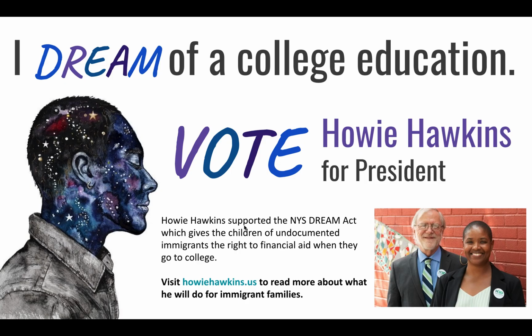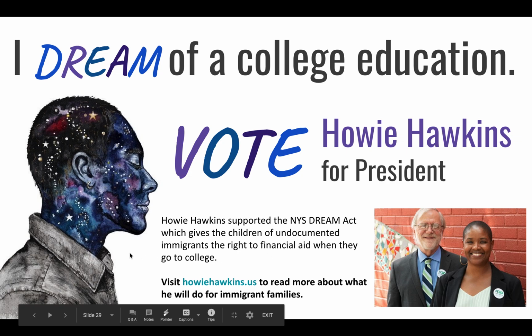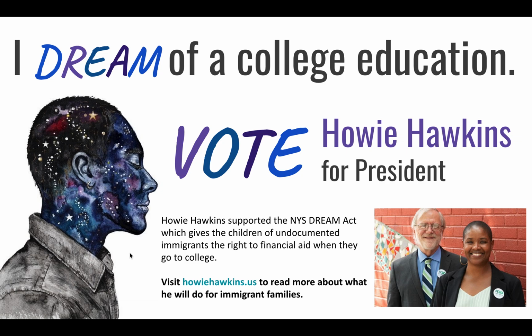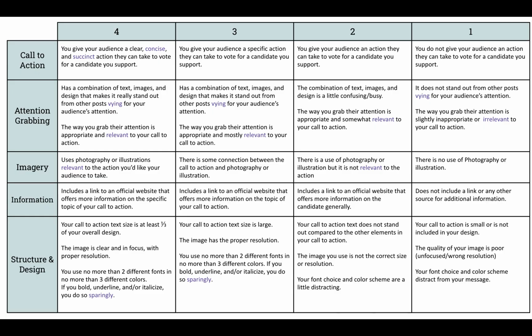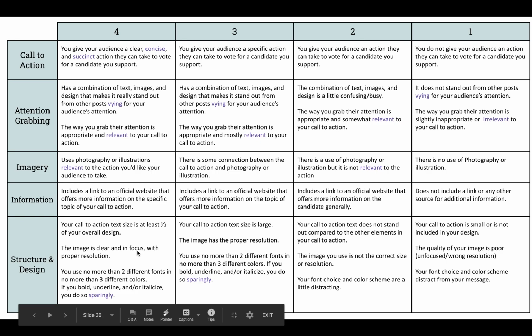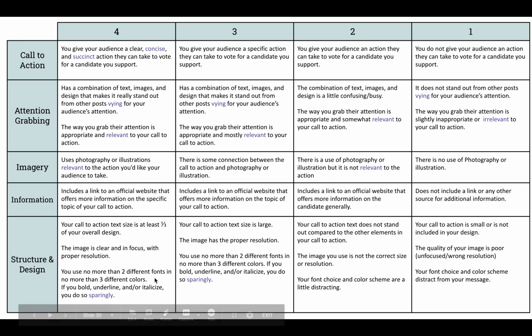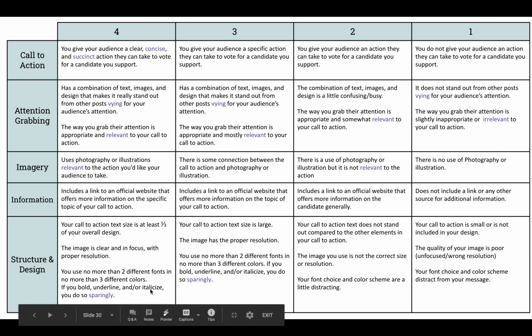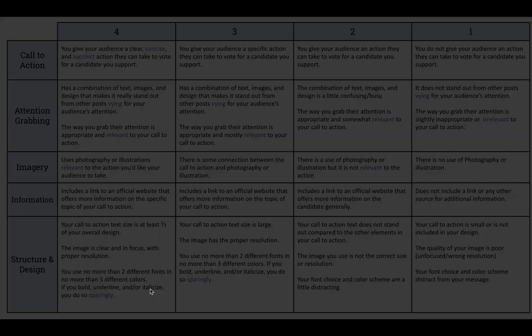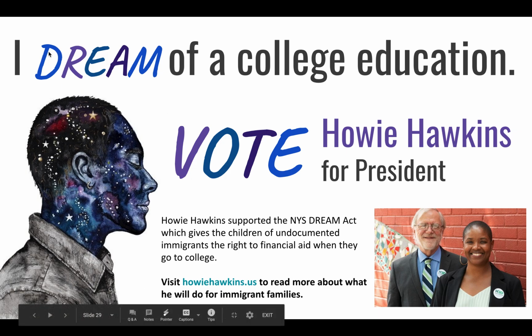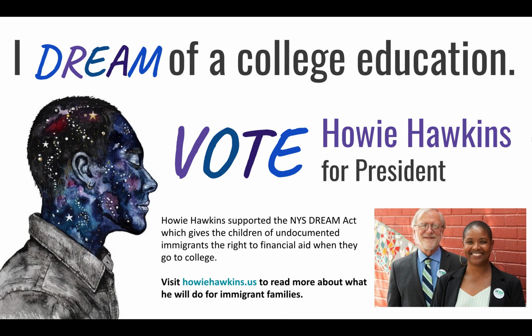Includes a link. Down here I say, Howie Hawkins supported the NYS Dream Act, which gives the children of undocumented immigrants the right to financial aid when they go to college. Visit howiehawkins.us to read more about what he will do for immigrant families. And then the structure and design. The text is at least 1/3. My image is clear, has proper resolution. I don't have any more than 2 fonts, and I only use 3 different colors. And I've decided to put dream and vote and Howie Hawkins in different colors to make them stand out.